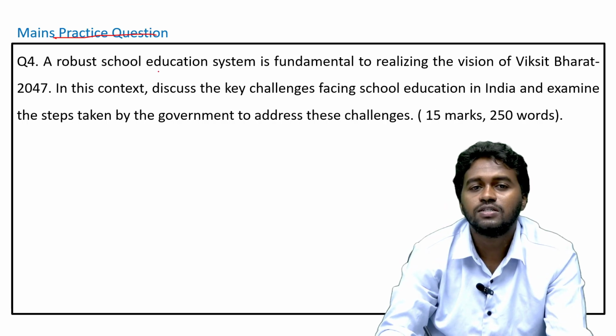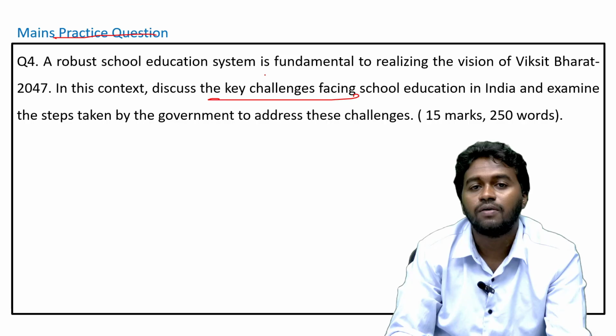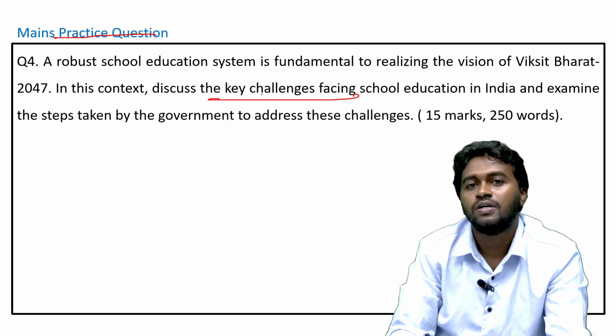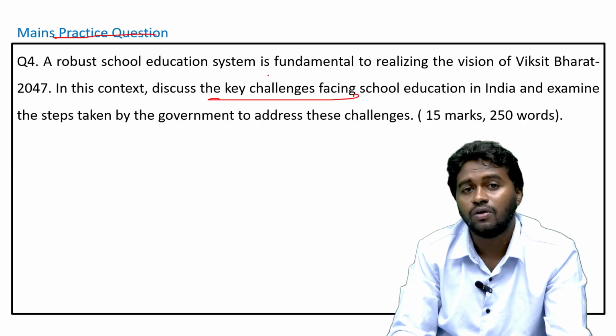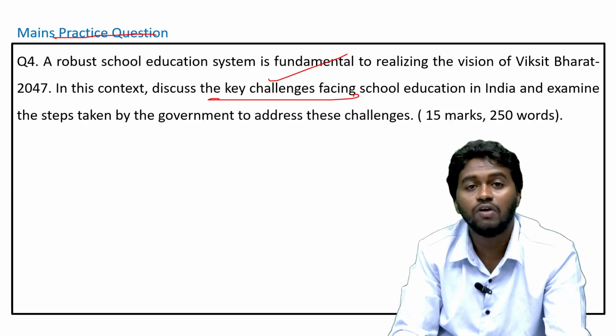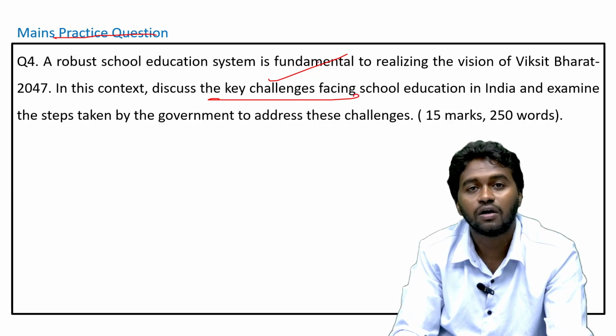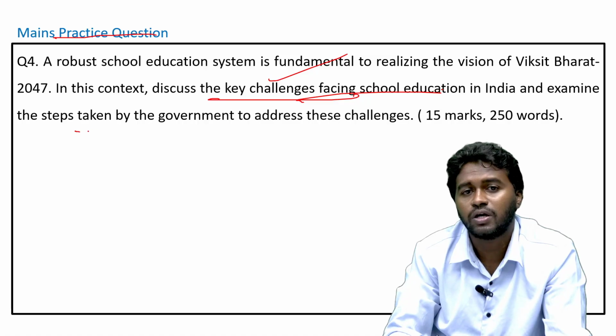So the key challenges include lack of infrastructure, and we can see the lack of maintenance, low pupil to teacher ratio, teacher vacancies across the country, and the digital divide between rural and urban areas, lack of digital knowledge or digital illiteracy. These are the major challenges in school education these days. And what are the steps taken by the government of India?